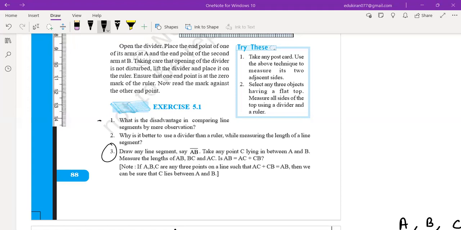Tell me. Ma'am, it won't be equal. Yes. And more. Ma'am, I don't know. Okay.